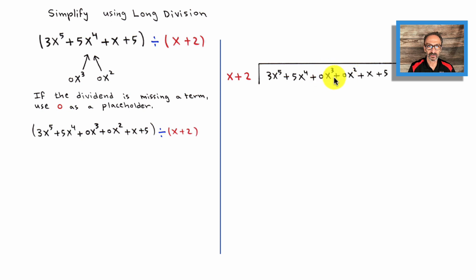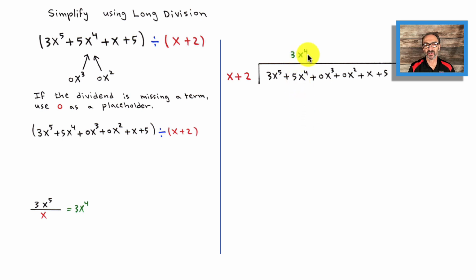Missing terms, you put zeros, and what about if the remainder is not 0? How do you write your answer? How do you simplify? Okay, now what do we do? We take the leading term, x, into the leading term, 3x to the fifth, on the side. What do you get? 3x to the 4 goes on top of 5x to the 4.